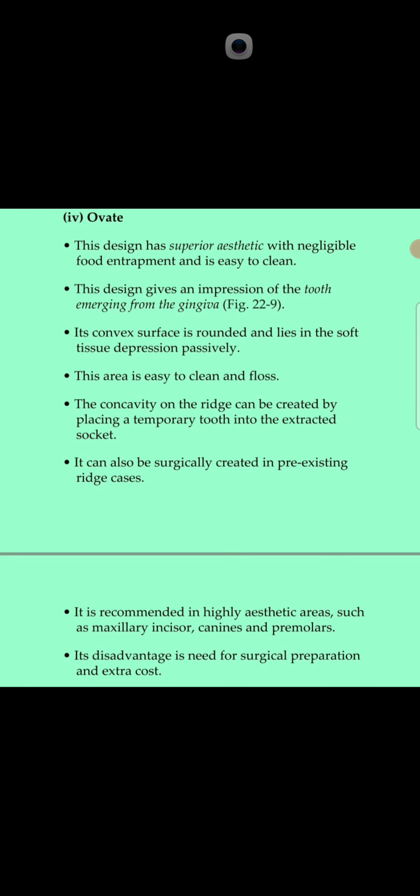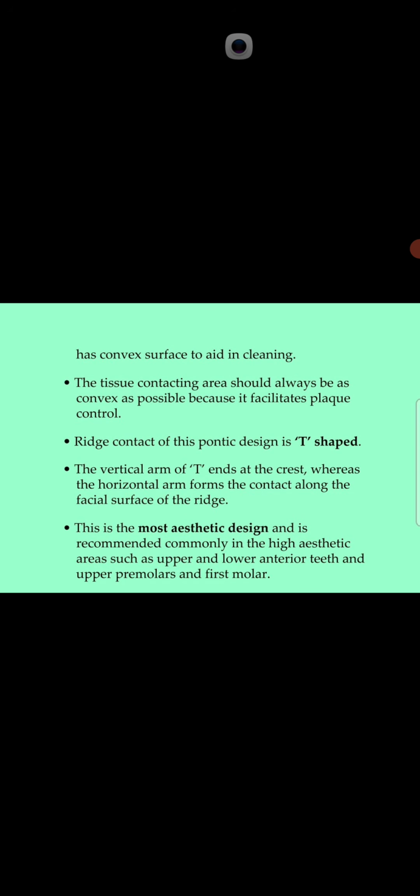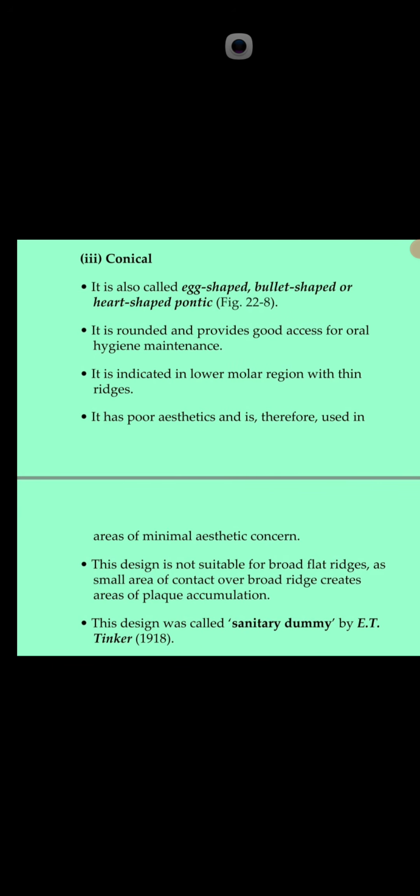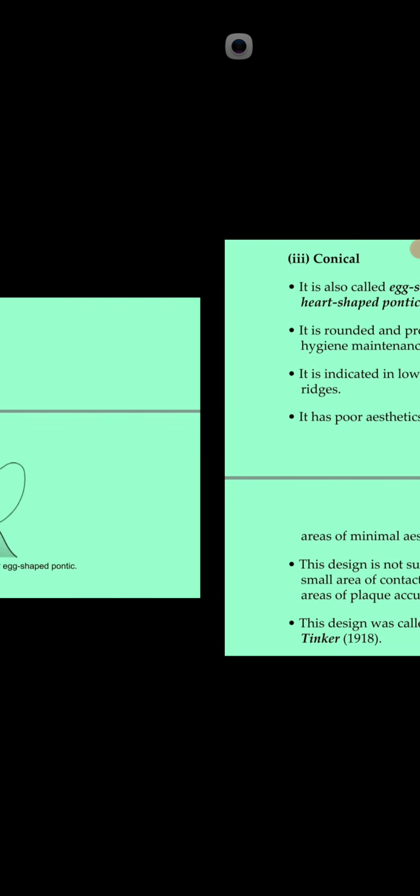Why is the ovate more aesthetic than the modified ridge lap? Because the modified ridge lap is given in the anterior region, also in the upper and lower anterior teeth, upper premolar and first molar, but the ovate is not given in the molar, only in the anterior region and premolars.